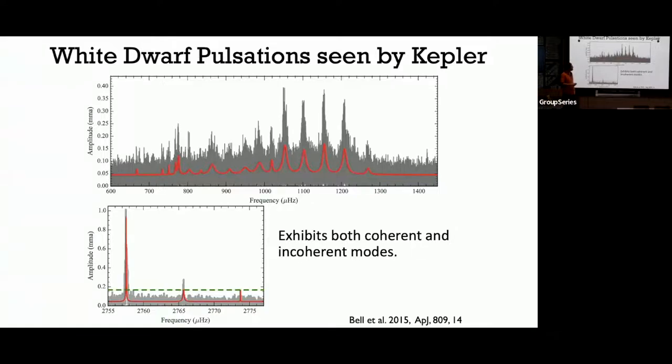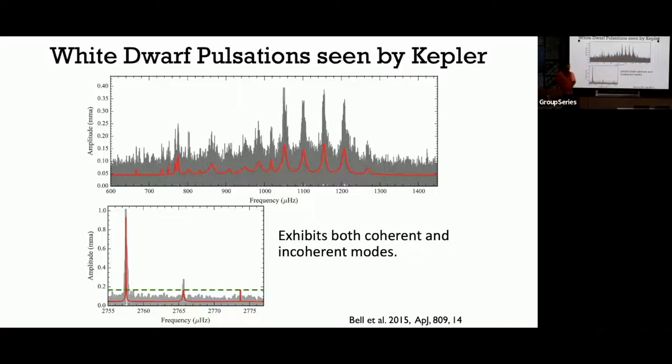And what this represents, the width of these features that we fit to the Fourier transform, the width represents how incoherent, how much these signals are varying in phase, frequency, or amplitude during the observations. Whereas a really sharp peak is pretty coherent during the time span of the observations. And these are both in the same star. This was the first time we really came to appreciate that a single pulsating white dwarf star can have both extremely coherent and very incoherent modes at the same time.